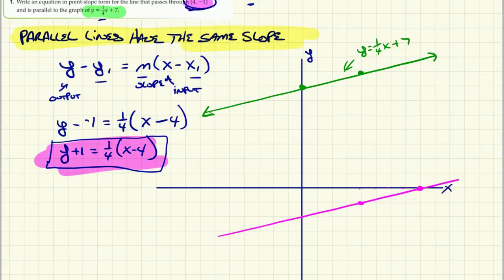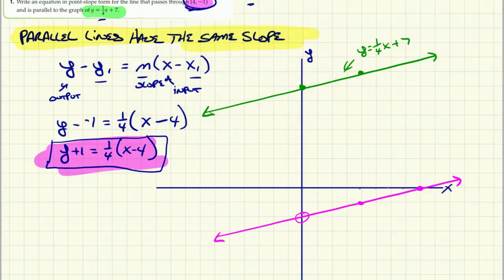So this is going to be the line that is parallel to our original line. Now this new graph looks like it has a y-intercept of -2. Let's do the math. Let's convert the point-slope form of the line and see if we actually have an accurate representation of what we're trying to do.